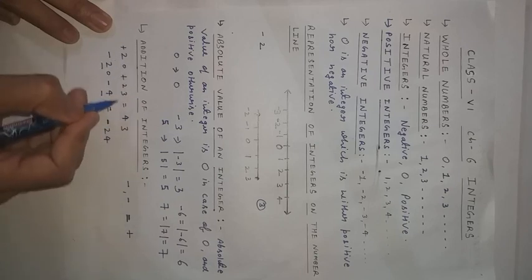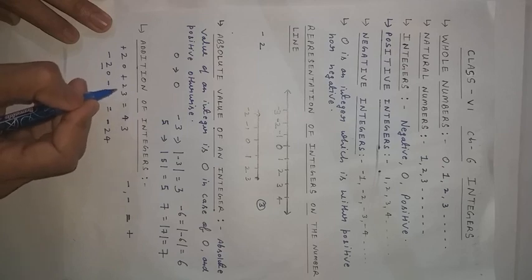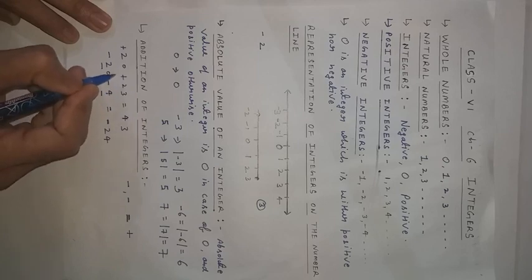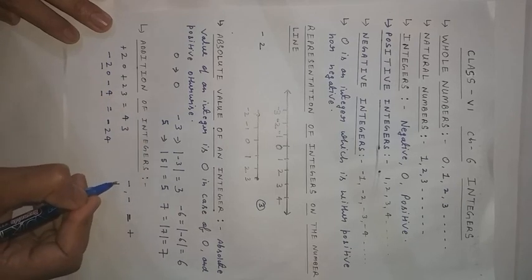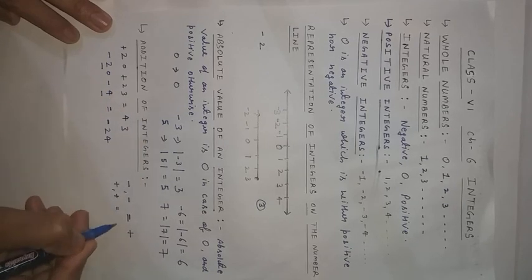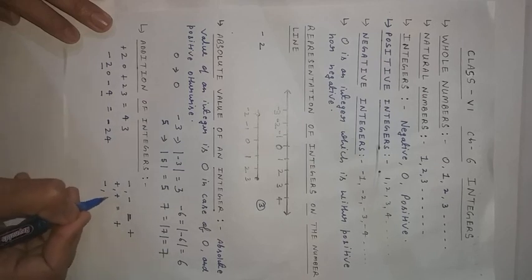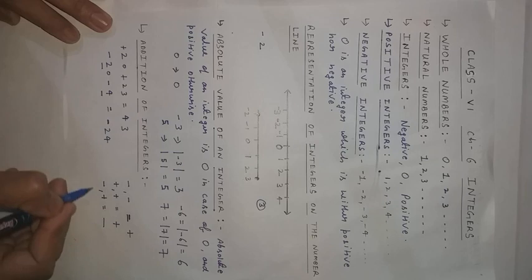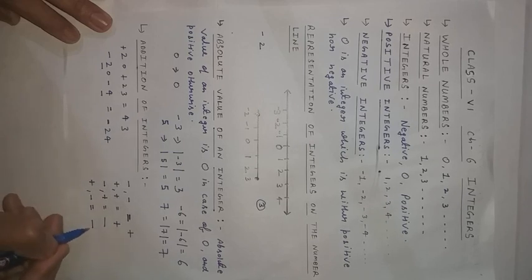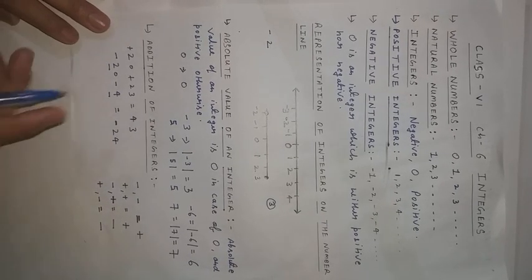Which sign will you put? You will put the sign of the greater integer. Which one is greater? 23, and 23 has the plus sign. Clear, students? So plus and plus give plus. Clear, students? And minus plus gives minus. Plus minus gives what? Minus. Let us take another example.